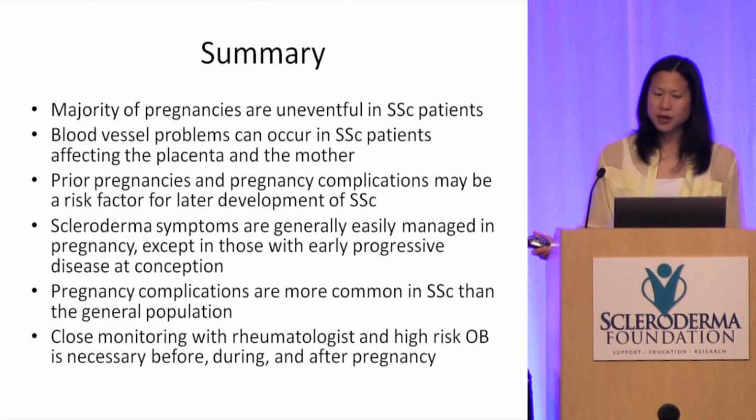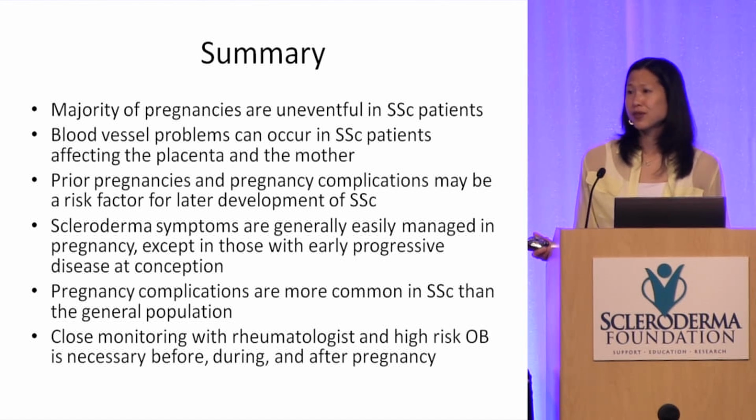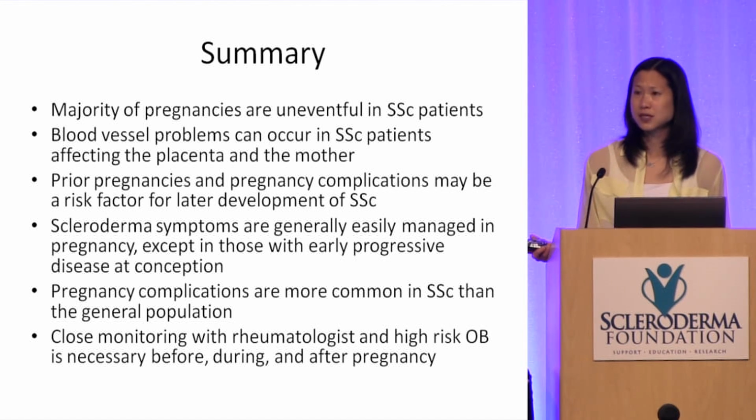So in summary, the majority of pregnancies are actually uneventful in systemic sclerosis patients, and 90% of pregnancies actually result in live births. Blood vessel problems can occur in scleroderma patients, affecting the placenta as well as the mother, leading to complications during pregnancy. Prior pregnancy and pregnancy complications actually could be a risk factor for the later development of systemic sclerosis. And scleroderma symptoms are generally easily managed in pregnancy, except, again, in those cases who have early progressive disease at conception.